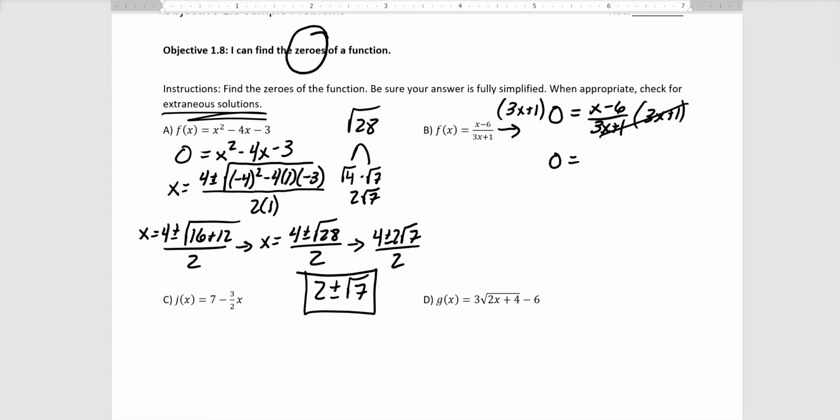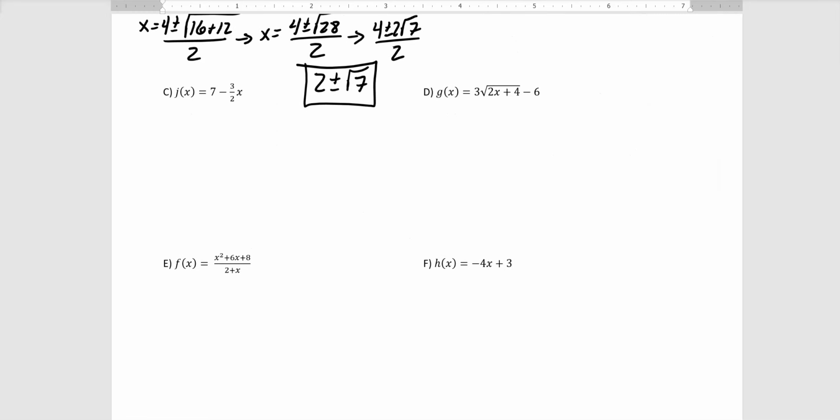Anything times 0 is just 0. Add 6 to both sides. We get x equals 6. Now, is that okay if I plug 6 into my denominator? Do I get 0? No, I don't. I get 19. So I can be confident saying x equals 6. Very nice.